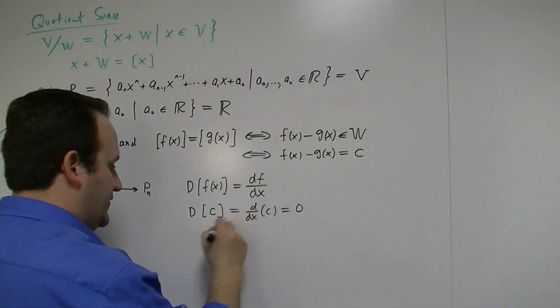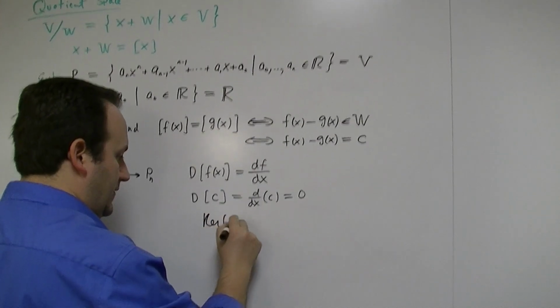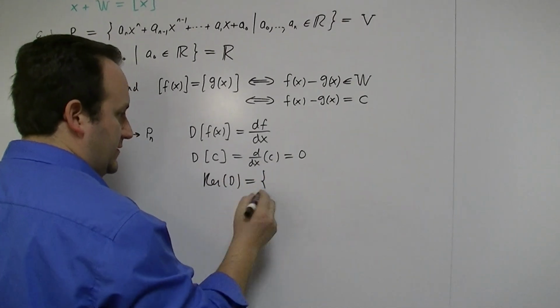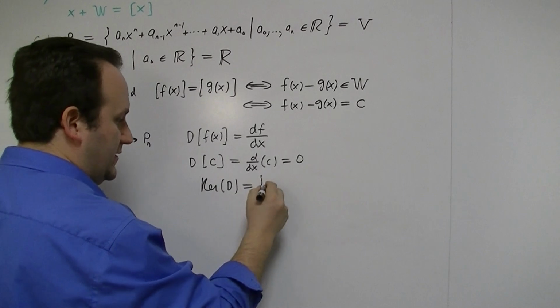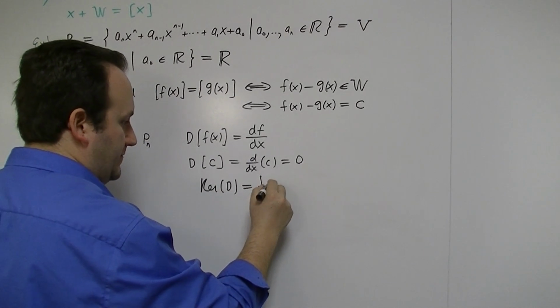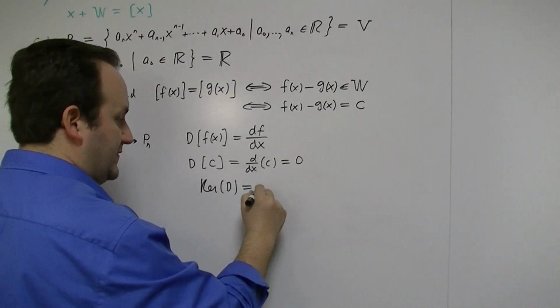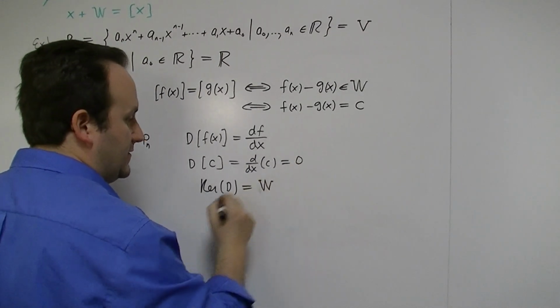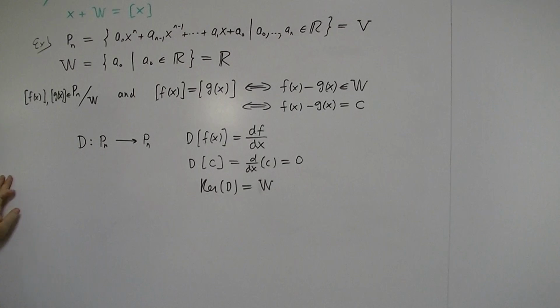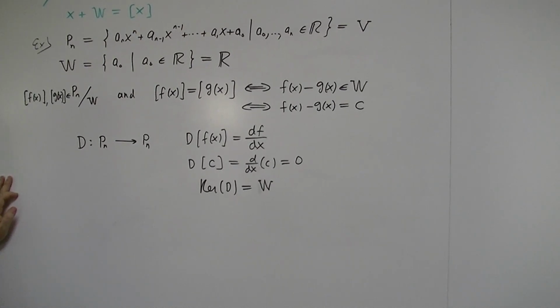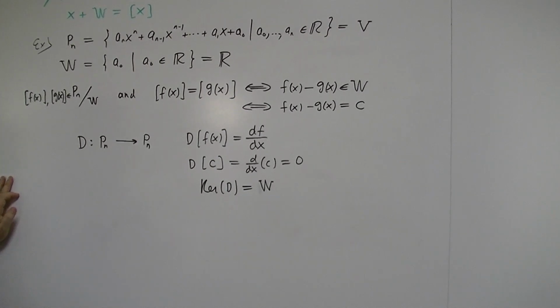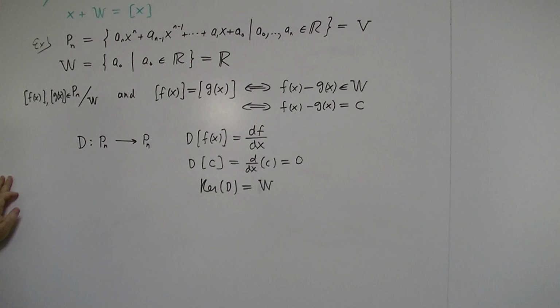So, in other words, the kernel of D is equal to the constant polynomials. The kernel of D is exactly W. It's the set of constant polynomials. And the derivative fails to be one-to-one because of constant polynomials. Two derivatives can be the same and yet not come from the same function.